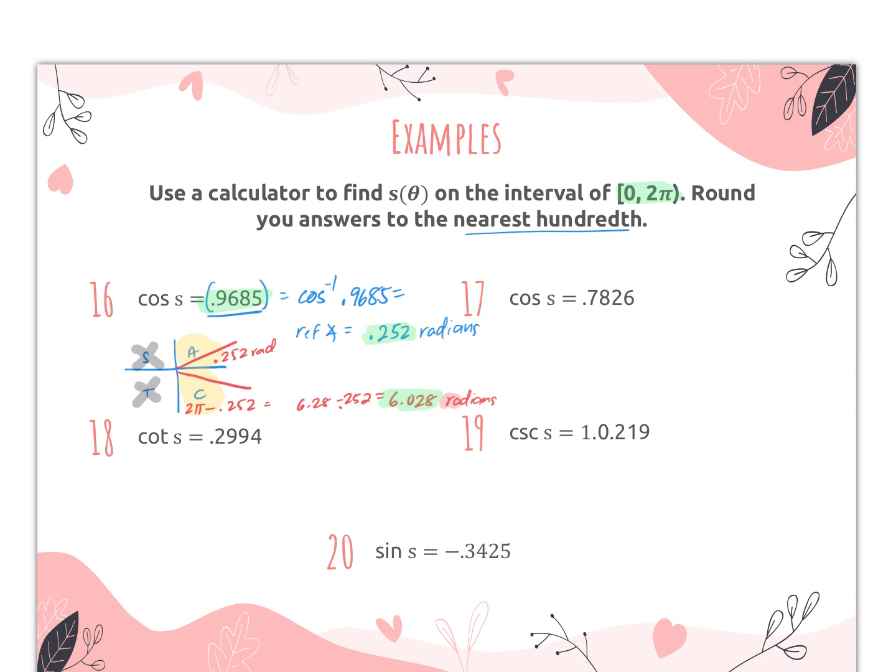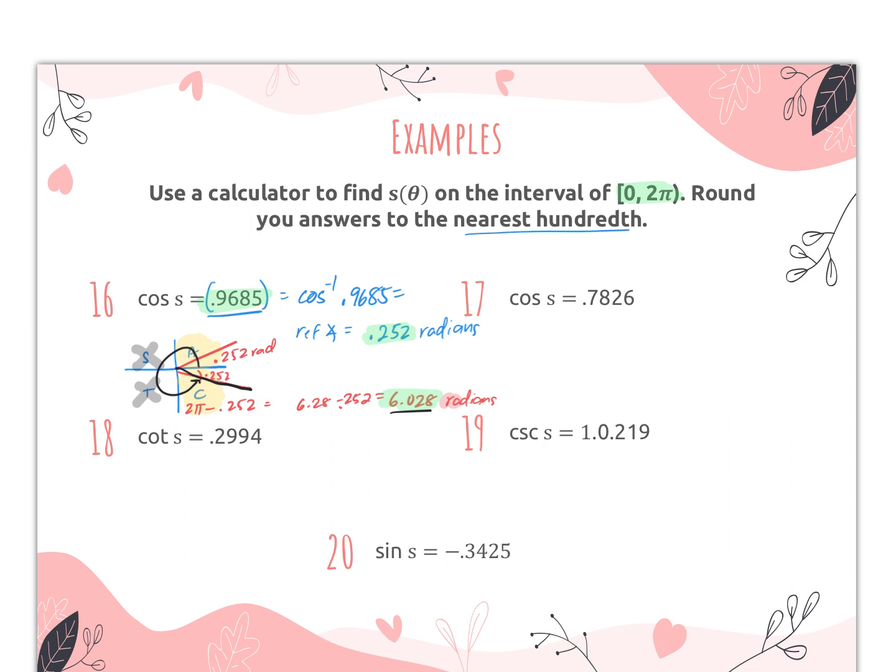So what happens is that this is my reference angle, 0.252, but the angle that I'm looking for starts here and ends here, and it ends at that line. And that almost complete circle is equal to 6.028 radians, and that's the angle that ends at that terminal side. So those are the 2 answers for that problem.